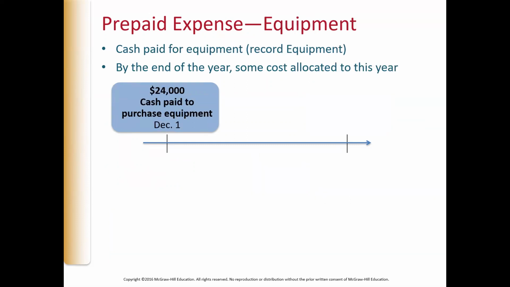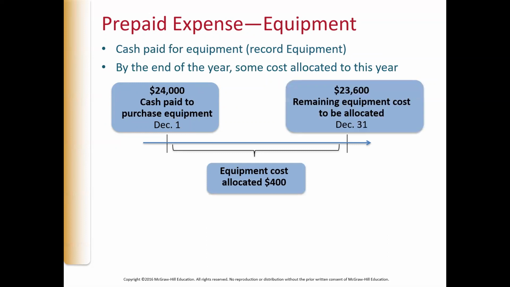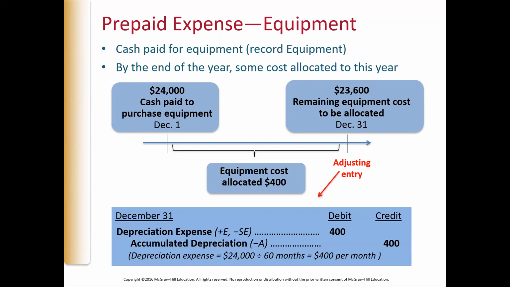Now here's a new one you're going to learn about. We purchased $24,000 of equipment. But by the end of the year, we're going to allocate some of that cost to this year. That equipment is going to last us for many periods, many years. The way we allot a portion of that asset to this year is a term we call depreciation.